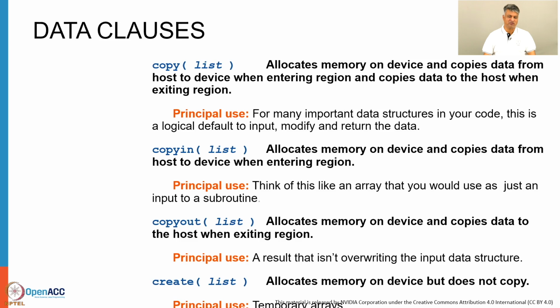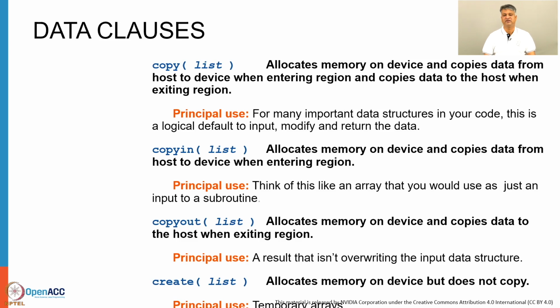If you use the copyin clause with the list of variables, it will allocate memory on the device and copy the data from the host to device when entering the region. So think of this as sort of an input when you're doing it for a subroutine. At the end, you're not going to need this particular data member, so you're not going to copy it back out from the device to the host. The copyout data clause with its arguments allocates memory on the device and only copies the data to the host when exiting the region. Essentially, think of this as the result vector. So the principal use for this is a result that is not overwriting the input data structure.